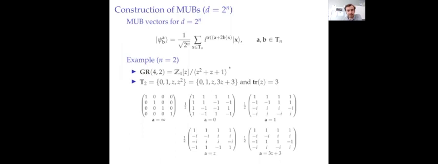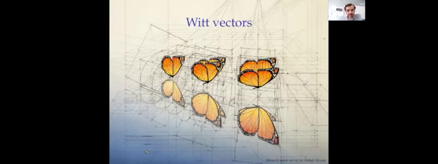And so this is the remaining part of the talk. I will explain how you can massage this formula to just get rid of all this Galois ring stuff and express it purely in terms of the finite field. All right. So now this is where these Witt vectors come into play.